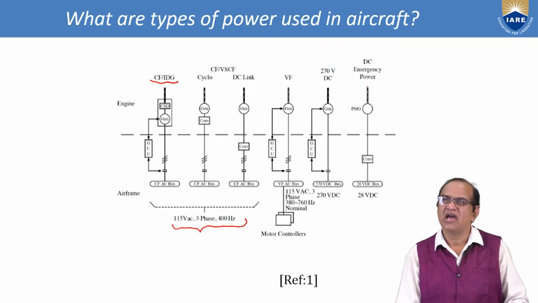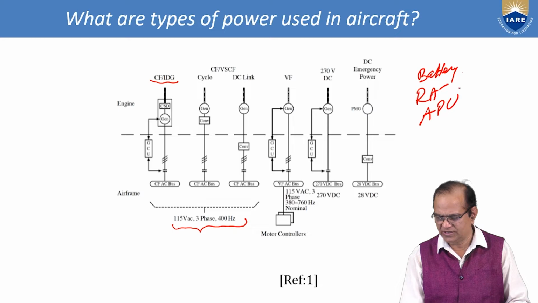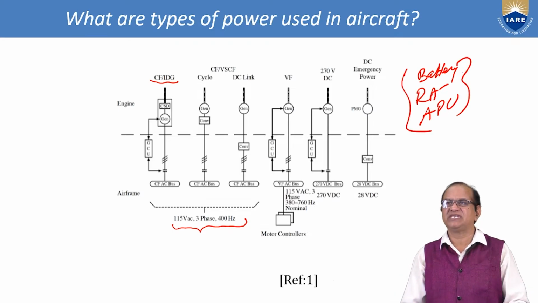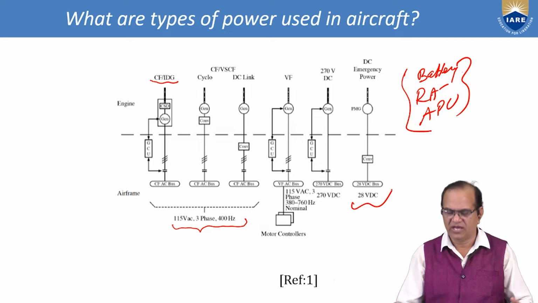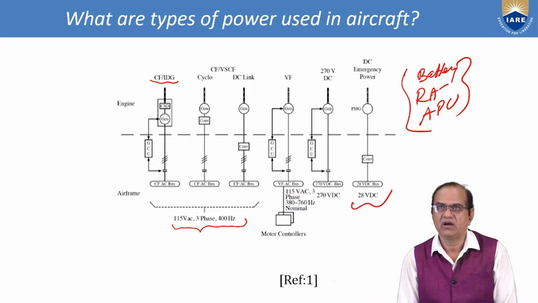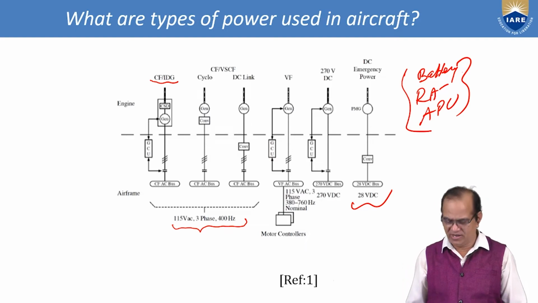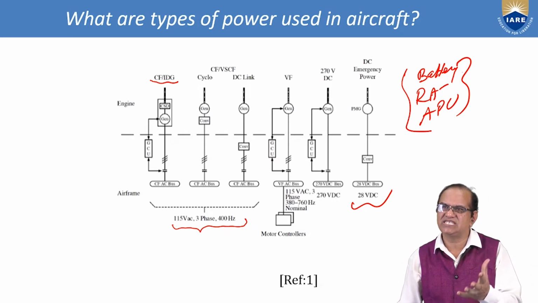It is also available, and I have shown that it is either the battery, then RAT, and then APU. These are the 3 emergency sources, and they will supply 28 volt DC for the requirement of the aircraft. So these are the few types of power available on the aircraft. We should know this: the AC, DC, and the emergency.